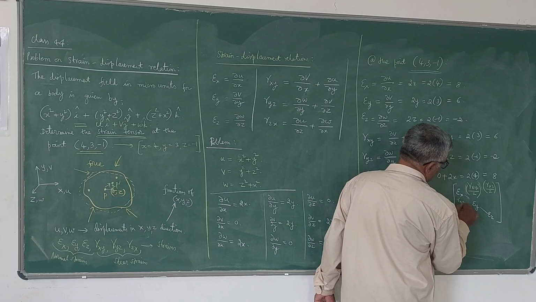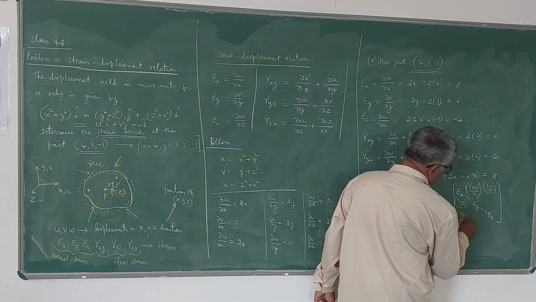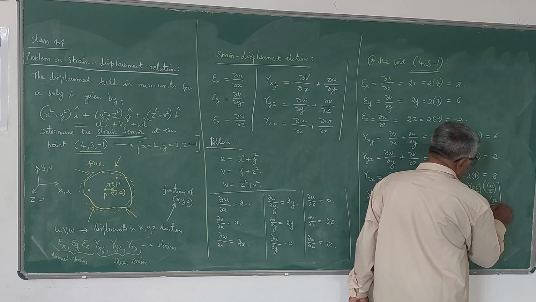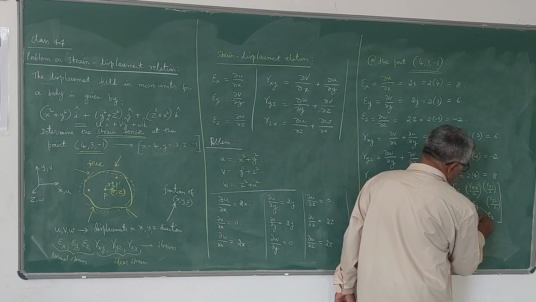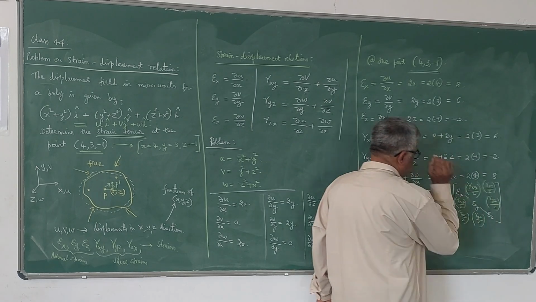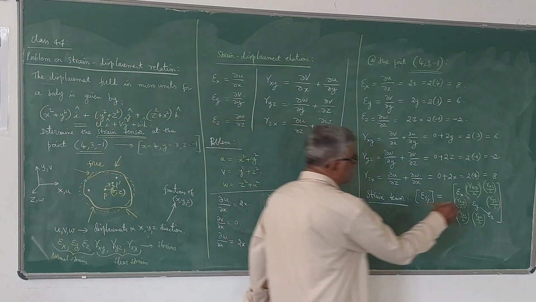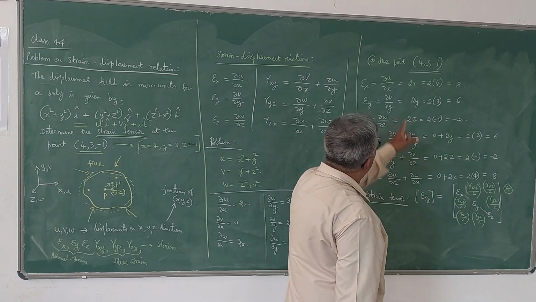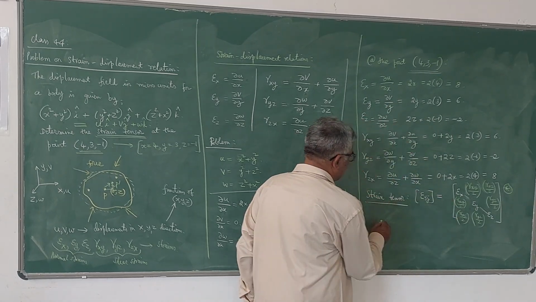Gamma xy by 2. First row, second column will be the same. Gamma xz by 2. Then here this will be gamma yz by 2. Second row, third column same. So this is called as the strain tensor. So once you know the strain tensor at a point, now you know all the values. Just substitute here and get the tensor.